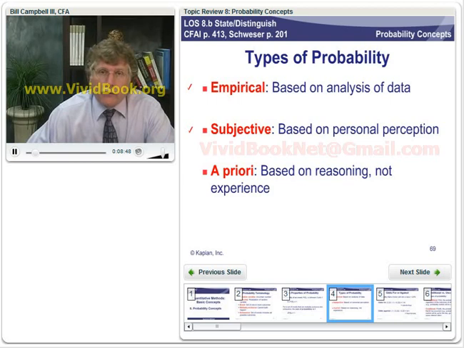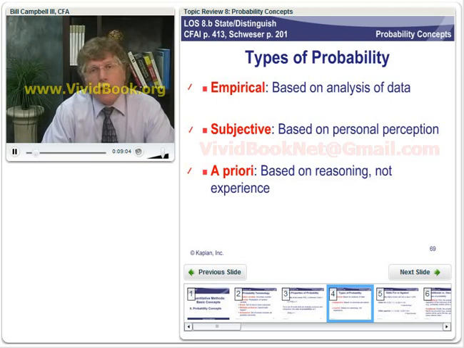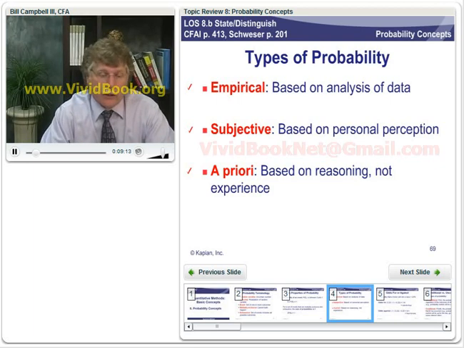The final type of probability, a priori. This is based on reasoning, not experience. It's not based on analyzing data from the particular situation that you have at hand. For example, most people would say that the a priori probability of getting heads or tails is 50% heads, 50% tails. They base it on reasoning. They look at the coin, they say it has 2 faces, no reason to think that one of those should come up more often than the other, so it's 50-50.